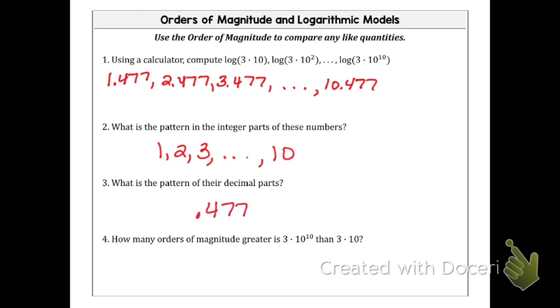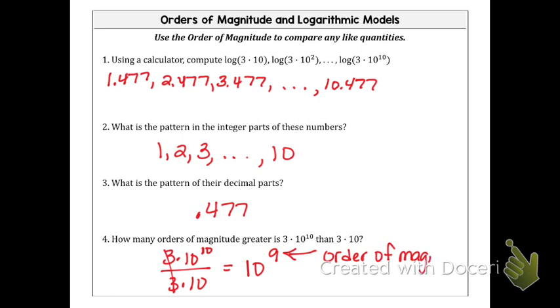And then it says how many orders of magnitude greater is 3 times 10 to the 10th than 3 times 10. So to find the orders of magnitude, we're going to divide these. So 3 times 10 to the 10th divided by 3 times 10. My 3's cancel out, and this gives me 10 to the 9th. The exponent that the 10 is raised to is your order of magnitude. So therefore here the order of magnitude is 9.